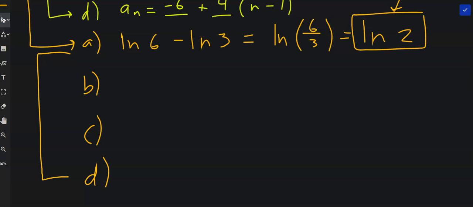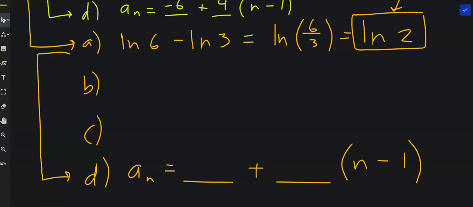Okay, let's go down and do this one. All right. The explicit formula: first term plus common difference times n minus 1. What's the first term? The natural log of 3. Okay. And the common difference? Natural log of 2. And no, I'm not going to ask you to distribute that.